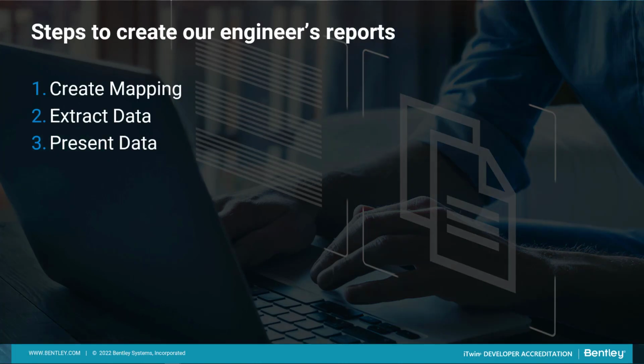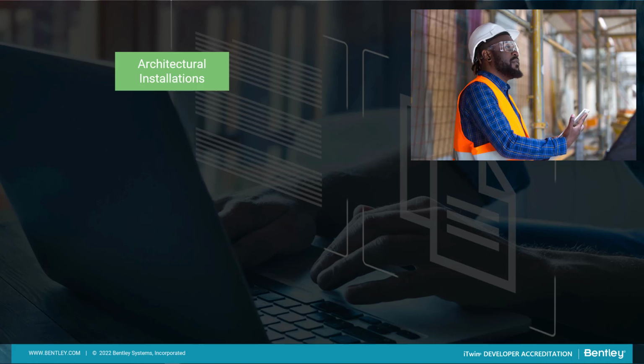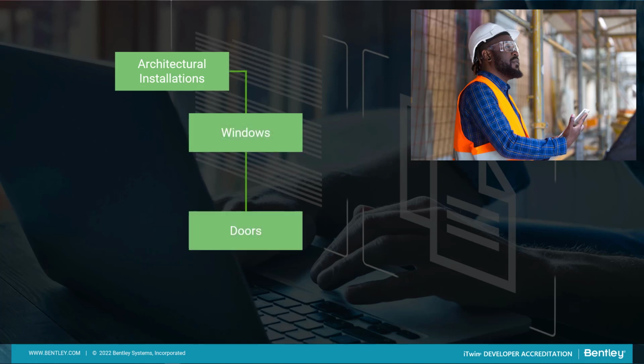Last time, we started our 3-step plan to creating our engineer's reports. During this video, we're going to complete Step 1, creating the mapping. Last time, we just created the mapping, the architectural installations, and its groups, windows and doors. During this video, we're going to add the properties to this.